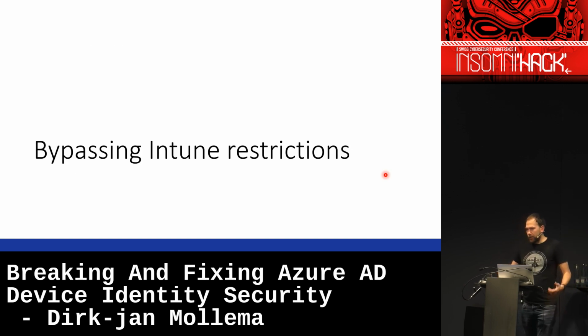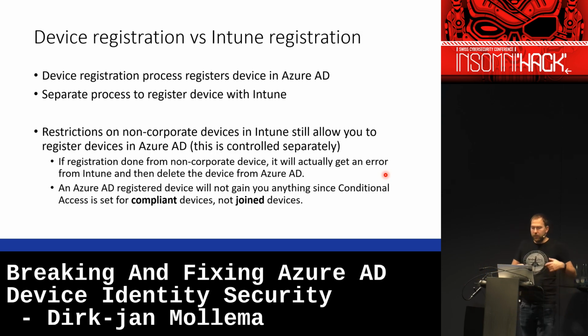So for the last step, looking at bypassing Intune restrictions. Basically this is another dive into how these Intune things work. Something to consider is that when you enroll a device in MDM, that's actually a different process from registering the device itself. From a user perspective, they only enter their credentials once, and then the device will first register itself and then enroll itself in MDM.